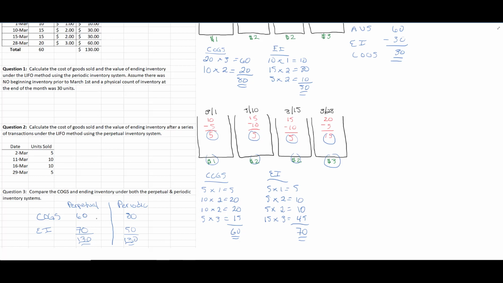So perpetual, remember, it's updated in real time. As an item is sold, inventory and cost of goods sold is updated, versus under the periodic system, we don't actually know how much is left in inventory until we go in and do a physical count. So that's the LIFO method and calculating cost of goods sold and ending inventory under both the periodic and perpetual inventory systems. Hopefully that helped.